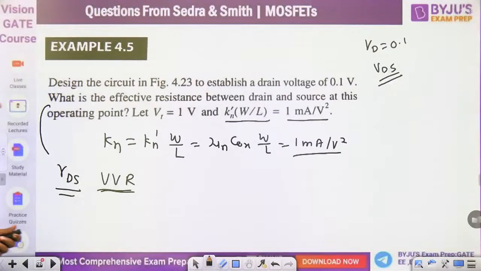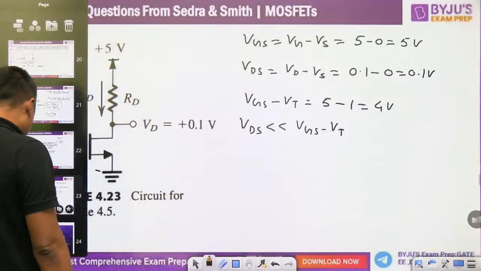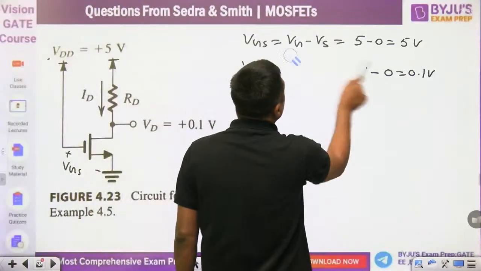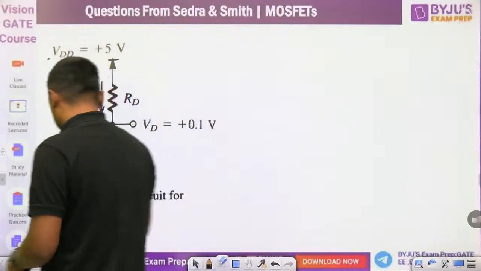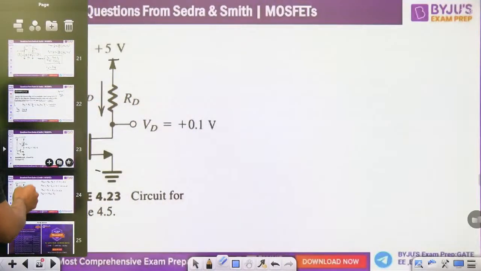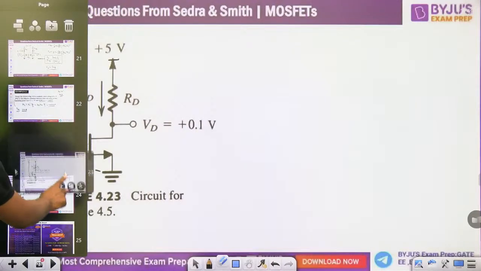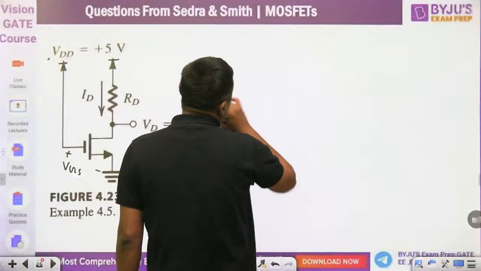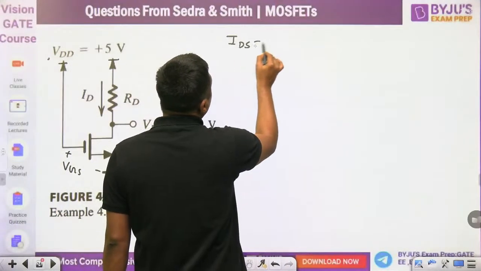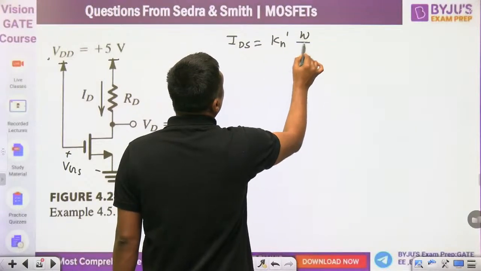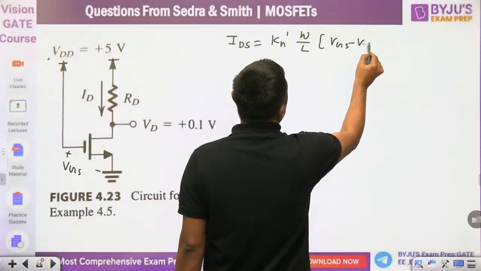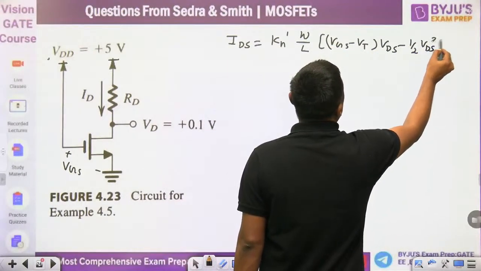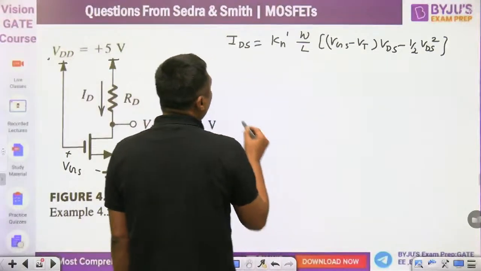To solve this question, normally they are not asking a question on this, but remember, VVR. In the triode region, we can write the formula IDS is equal to Kn' W by L into VGS minus VT into VDS minus half of VDS square. That is the formula. Then you can put all the values.